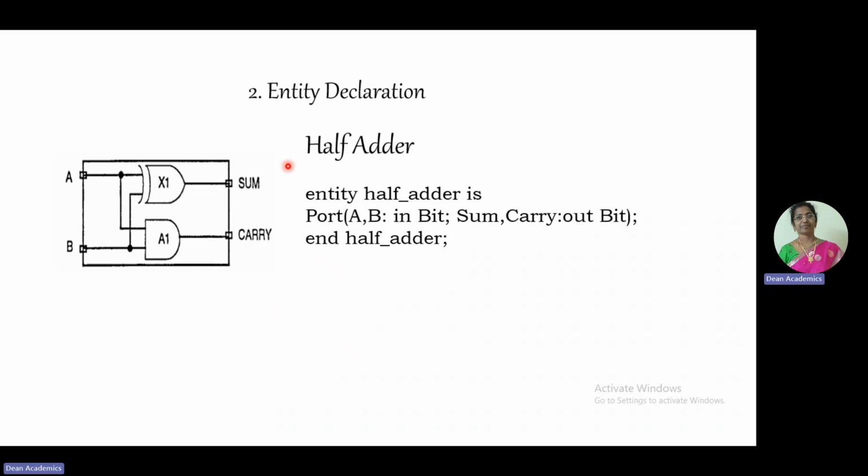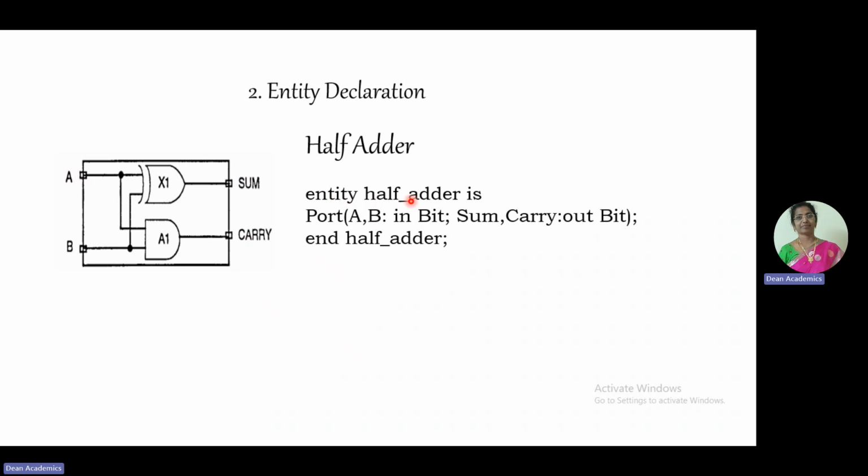Now, the basic VHDL program contains library declaration, entity declaration, and architecture body. So we have seen library declaration. Now entity declaration. In entity declaration, we mention what are the input ports and output ports. These are the input ports for half adder. A and B are the input ports of a half adder, and sum and carry are the output ports of the half adder. Therefore, we are going to write entity half adder now.